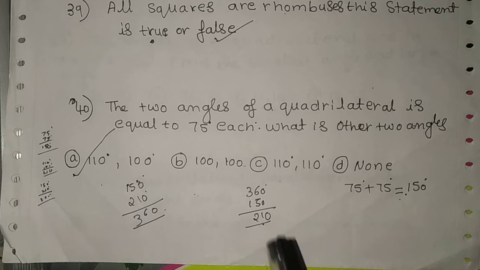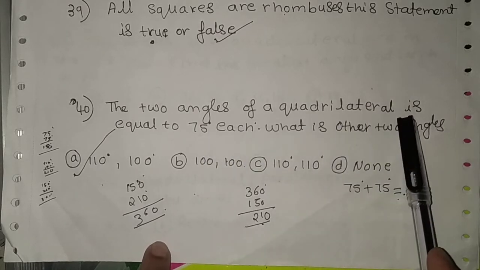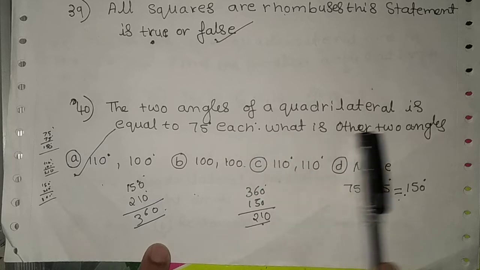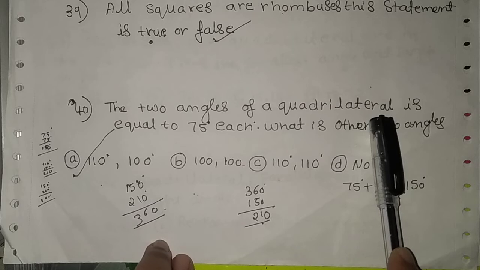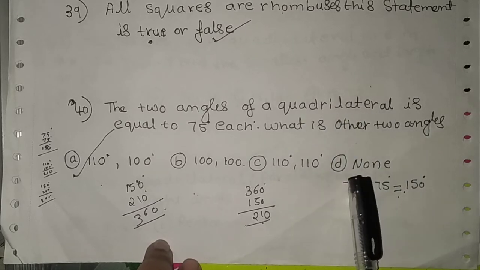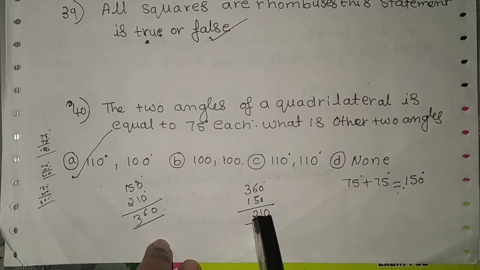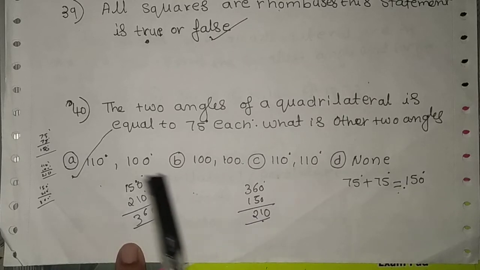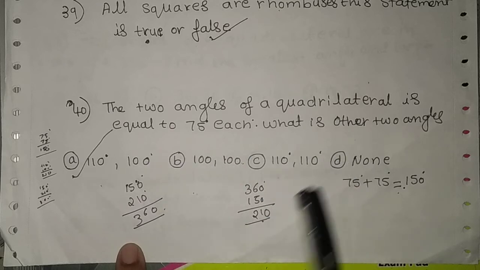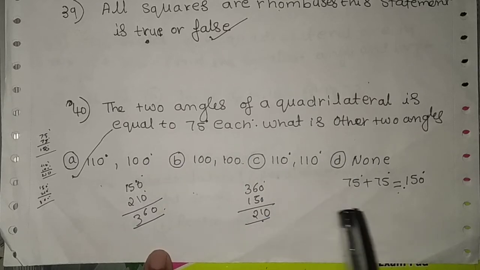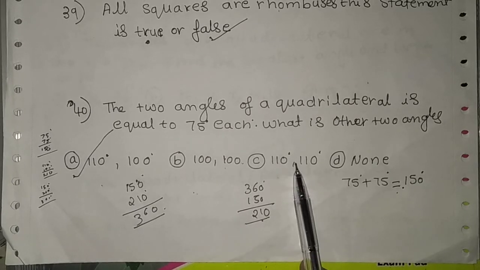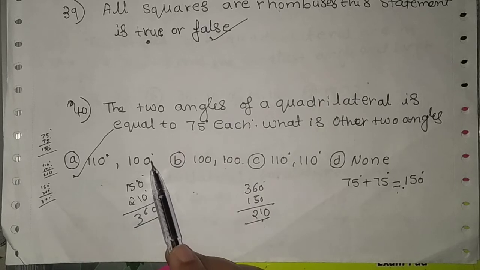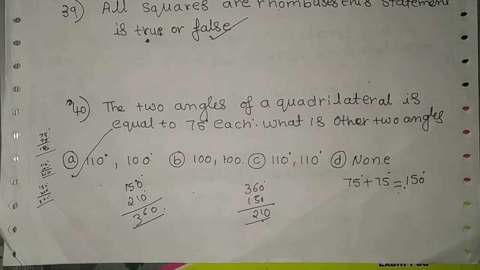So once again I explain: two angles of a quadrilateral are given, that is 75 degrees each. This is 75 plus 75, which is 150. Since the sum of the angle measures of a quadrilateral is 360, subtract 150 from 360 and we get 210. So add these options and see where we get 210. 200 is there. This one doesn't form 220. None is given. Adding this will get 210. So this is the correct answer. So I have completed the 40th problem.